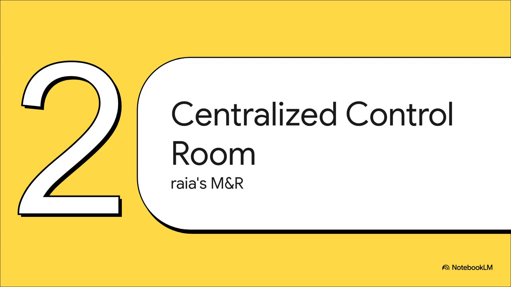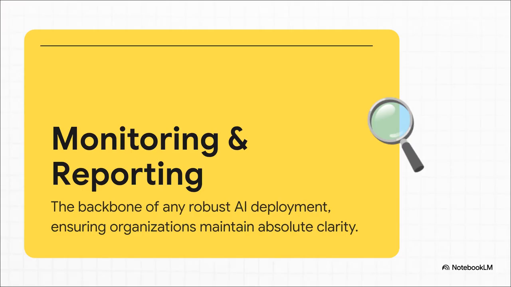Let's talk about the solution, creating your very own centralized control room. By using a platform like Raia for monitoring and reporting, we can turn that black box into a glass box. So let's be super clear about what we mean here. Monitoring and reporting isn't just some nice-to-have feature. It's the absolute backbone of any serious AI deployment. It is the foundation for maintaining total clarity and control over every single user interaction, period.